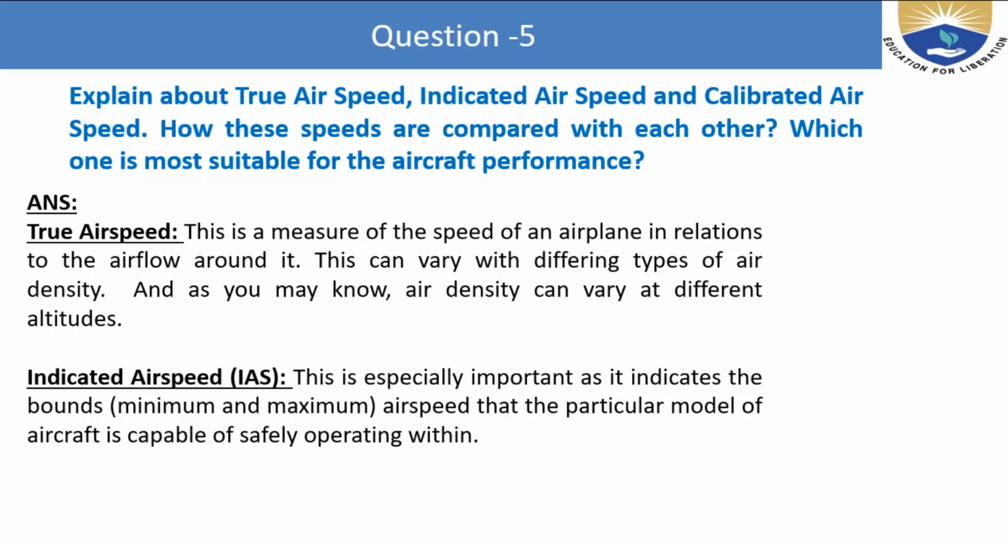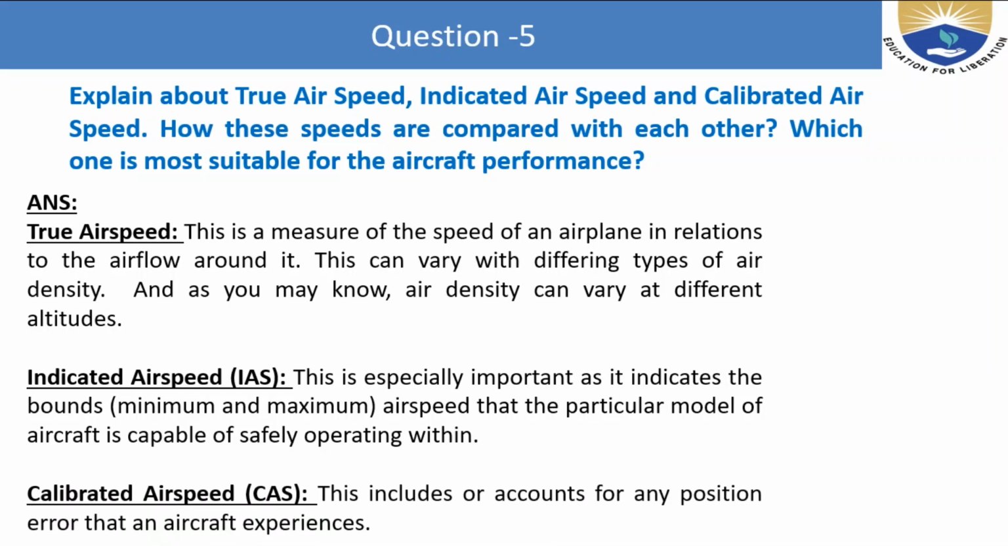There is a yellow zone and then first is the white zone. This white zone indicates that you are at the lower limit, the minimum limit. We should not go below this white point. So these are the true airspeed and the indicated airspeed. The third one is the calibrated airspeed. This accounts for any position error that an aircraft experiences.